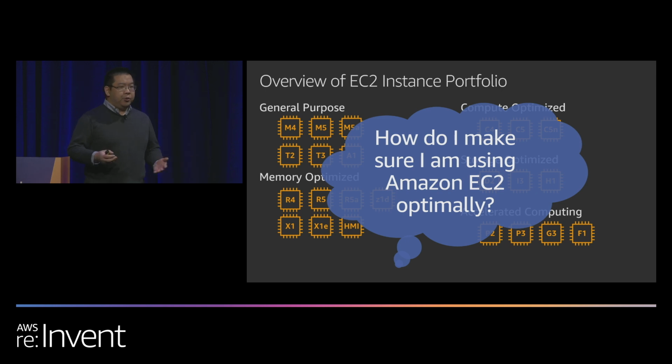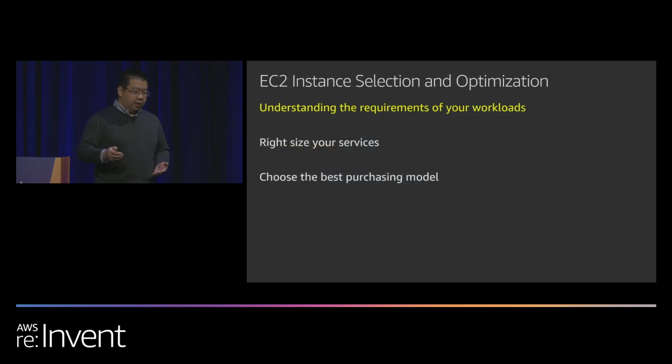So with 270 and counting instance types available in AWS, a lot of customers ask the question, how do I make sure that I'm using Amazon EC2 optimally? There are a lot of considerations that go into instance selection. If you think about this problem, it's really an optimization problem that is somewhere between art and science. Everybody wants to get the biggest bang for the buck, but you don't want to over-provision because it can lead to unnecessary costs. You don't want to under-provision because you can get paged at night.